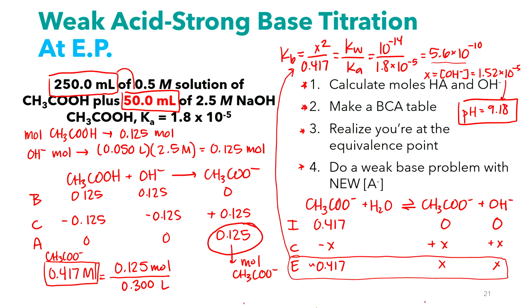Questions on that process? Yeah. I skipped steps because I was running out of space, but what I did was I said, I'm going to take the negative log of that 1.5 times 10 to the negative 5th to get pOH, and then I did 14 minus the pOH to give me pH. Does that make sense? Yeah.